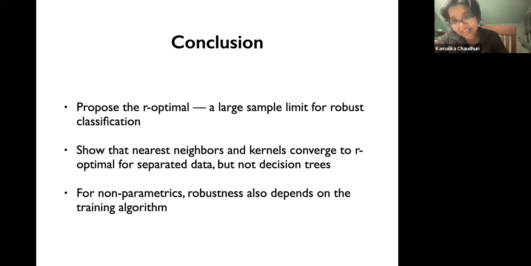separated data. So one is not the problem. The overlapping distribution is not the problem. We have an infinite number of samples. So samples is not the problem. The problem is the training algorithm.